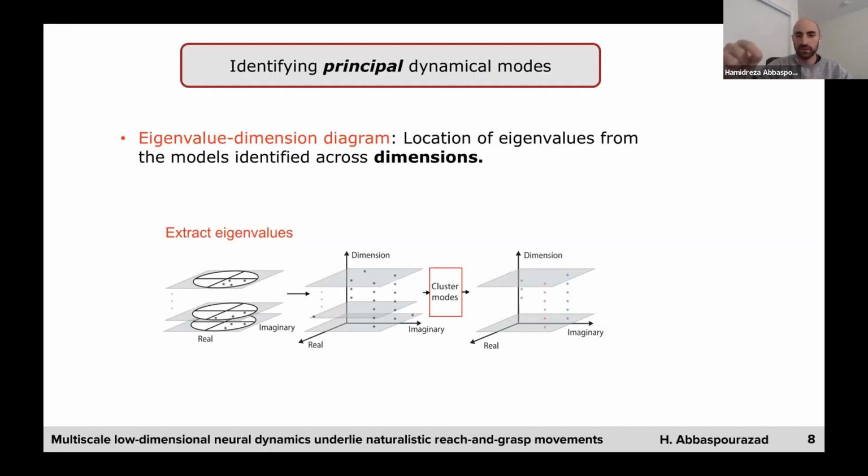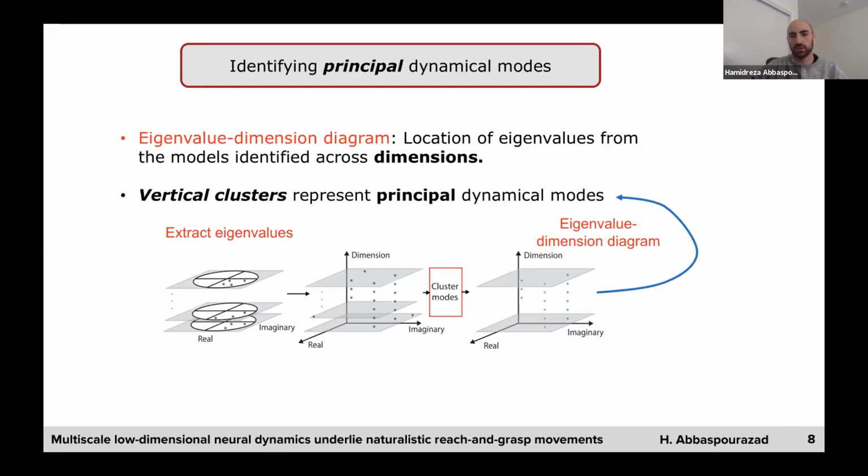For example, in these plots, the vertical clusters mean the eigenvalues that are persistently present in the state space models regardless of what state dimension we identify the model with. We call this diagram the eigenvalue dimension diagram, and we look for the vertical clusters on it. The vertical clusters are important modes of the system, and we call them principal dynamical modes of the system.